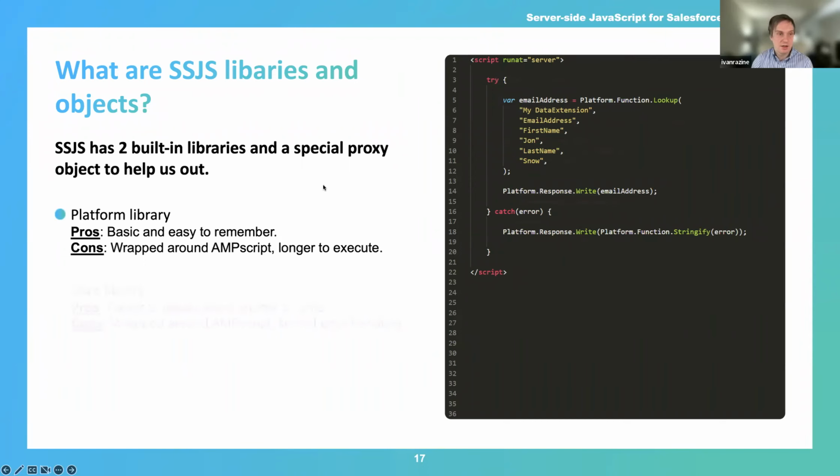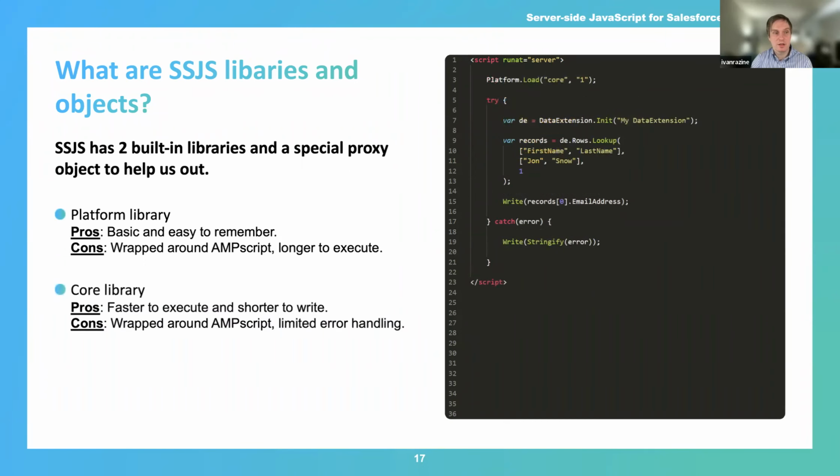Pretty straightforward. Then you have what we call the Core library. The Core library is, again, a set of functions that you can use. But in order to use it, you first have to load it, and you load it with this line that you can see on line 3, Platform.Load core 1. Once you did it, you will be able to use its functions here.